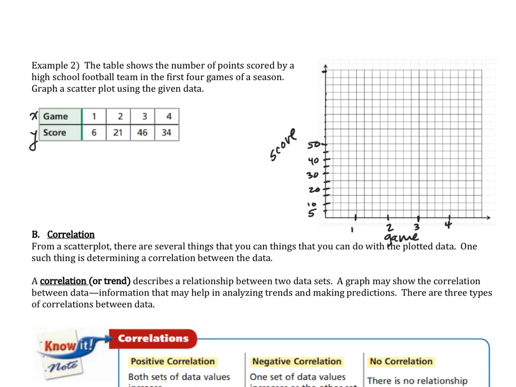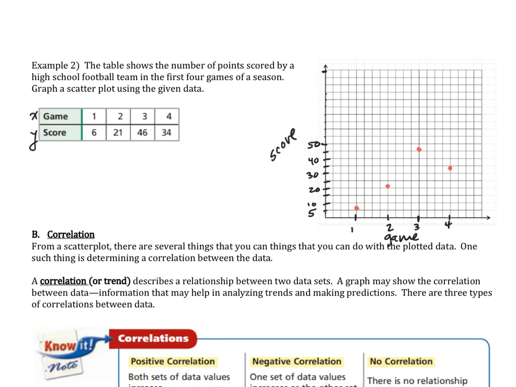Basically, I'm going to graph what's in the table. I've got game 1, I scored 6. Let's use a different color for that. So game 1, you scored 6, so it's roughly there. Game 2, you scored 21 points. There's 20, so I'm going to go a little bit higher. Game 3, 46 points. That was the best game. So right about there. And game 4, I got 34 points.